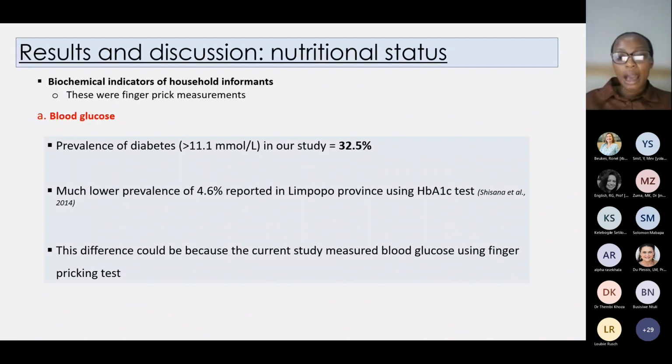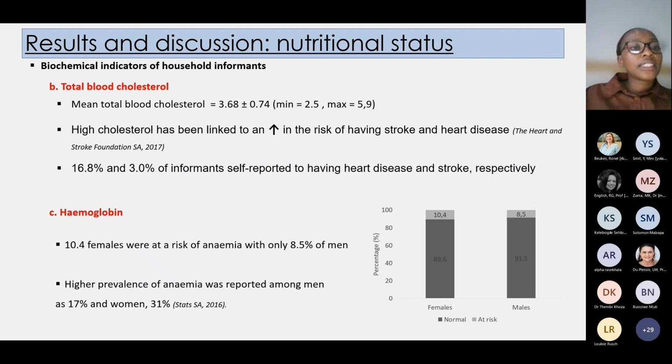And the difference could have been our study, my study, we were using finger pricking testing, whereas the other study used the HbA1c testing. Coming to the second indicator, the total blood cholesterol under the biochemical indicators, we find that many household informants had normal blood cholesterol levels, and only 16.8% and 3% of the informants self-reported as having heart disease and stroke respectively.